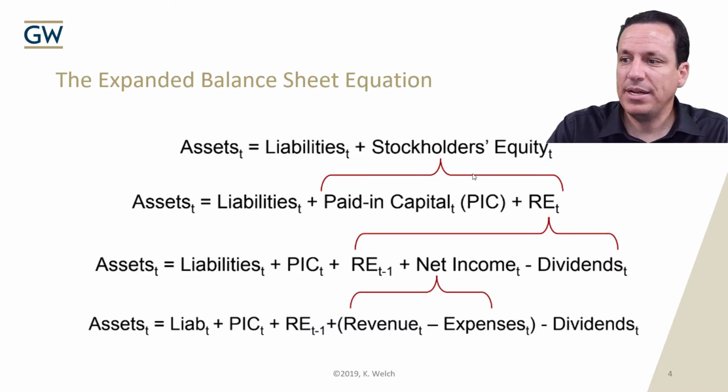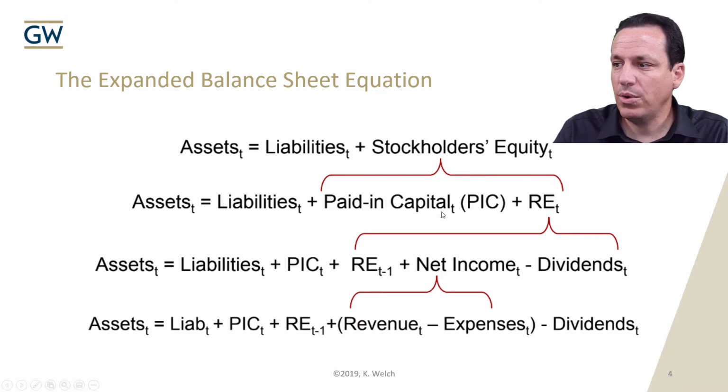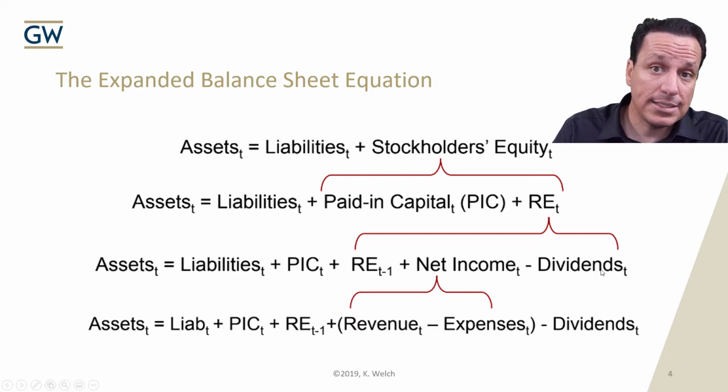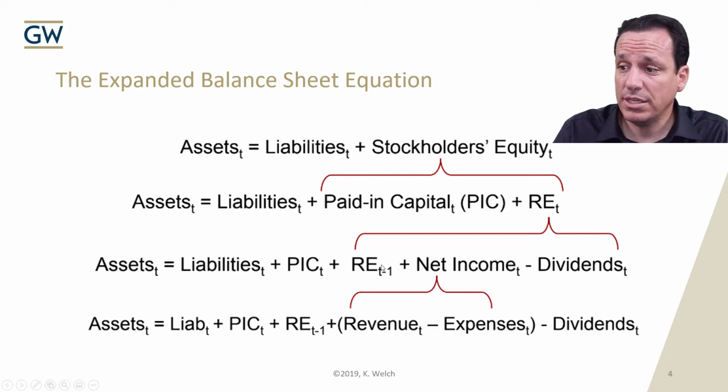So we have this expanded equation, and the stockholders' equity can be decomposed into paid-in capital and retained earnings, and the retained earnings can be separated into retained earnings from last year plus net income minus dividends. That's an important equation. Retained earnings in the business are the previous period's retained earnings plus the net income for the period minus the dividends for the period. That equals your retained earnings for the period right here.